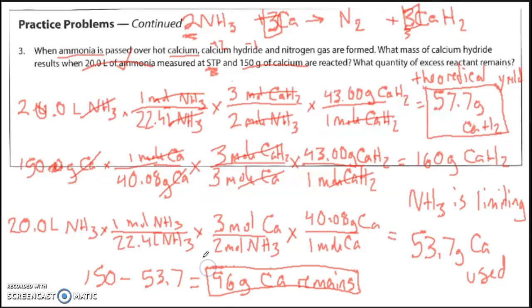Again, the first step in any of these problems, take both of your givens, take them all the way to whatever product is indicated. Figure out what's limiting. The limiting thing is whichever thing gave you less product. The theoretical yield is that smaller amount of product, and then you can figure out the remaining of the excess by taking your limiting, converting it to the other reactant, the excess reactant, and then doing this subtraction. So that's that problem.